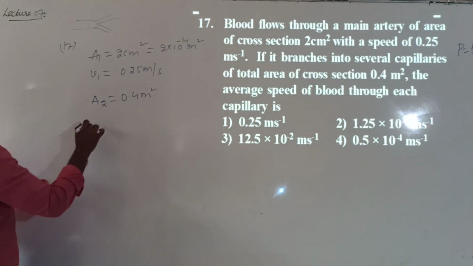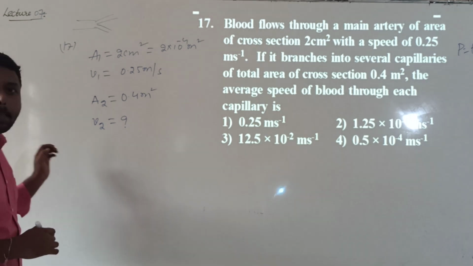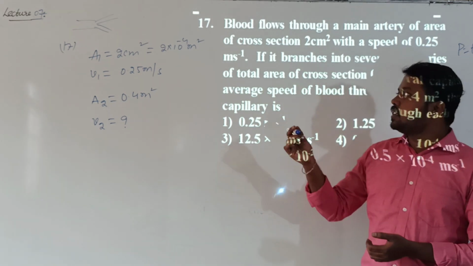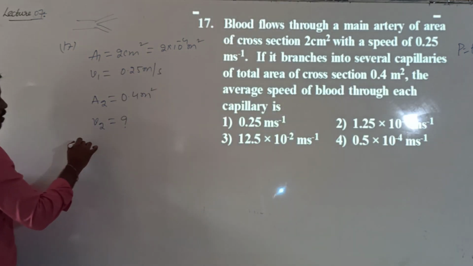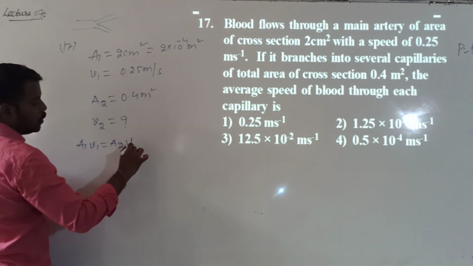They are asking us to calculate what is the speed across each branch. Okay now? First, the main artery area is given and the speed is given, and they are asking us to calculate the speed across the sub-branches. You can see here, according to the equation of continuity, A1 V1 is equal to A2 into V2.